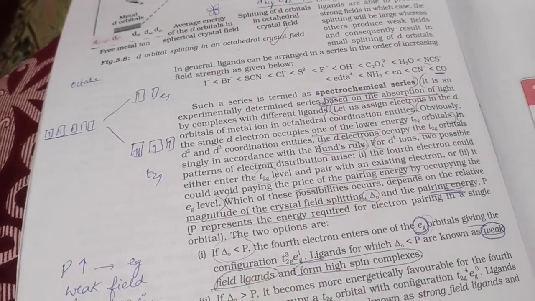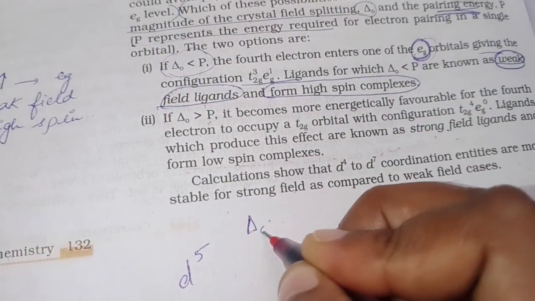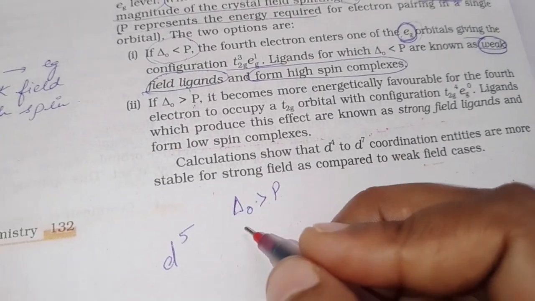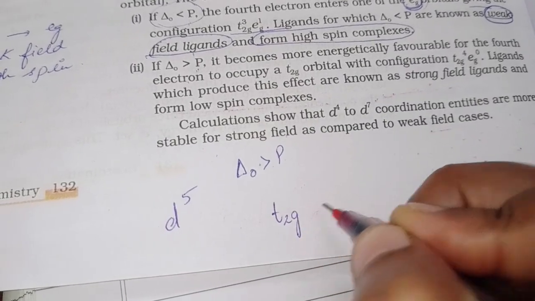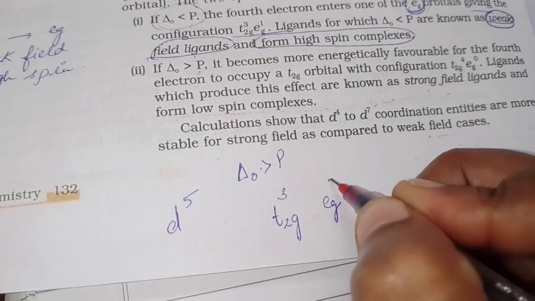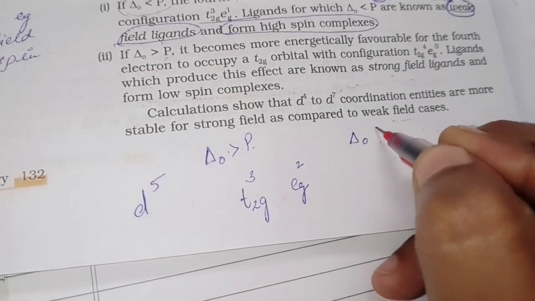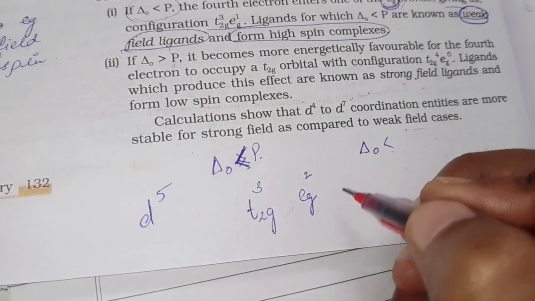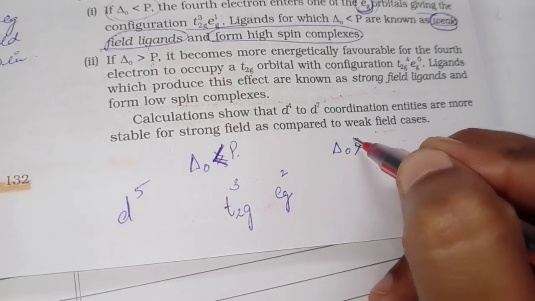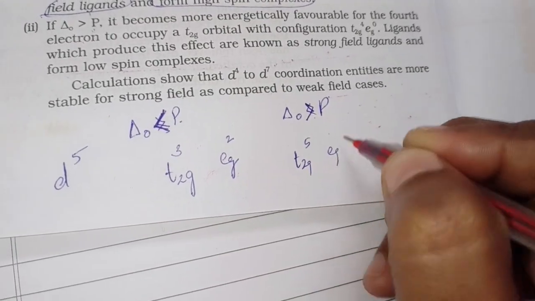They will ask for the electronic configuration: where does the electron go? For example, here d5. This is more. Splitting is more, means CFSE is more. What happens? No pairing occurs. T2g, Eg. What will be the configuration? Here 3, here 2. No pairing occurs because pairing energy is more. If pairing energy is less, okay, this is more. Pairing energy is more means this. Pairing energy less means what happens? T2g5, Eg0. This happens.